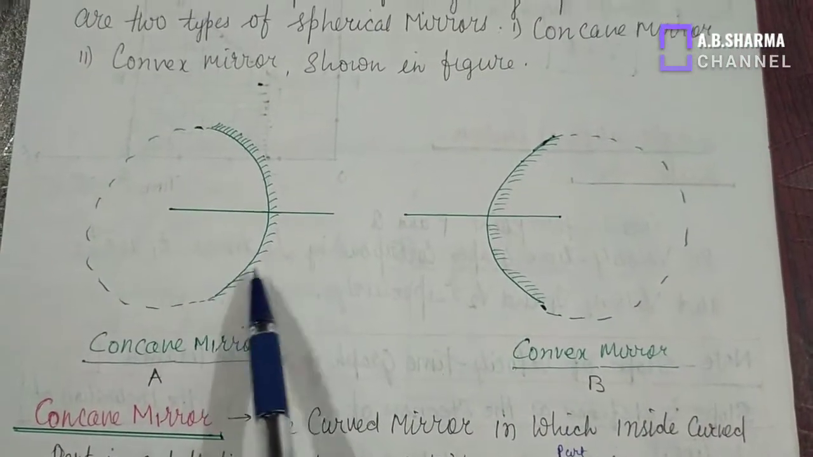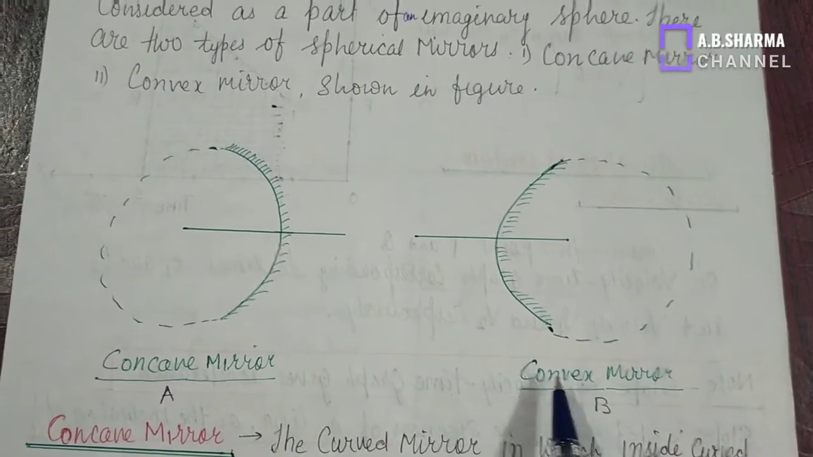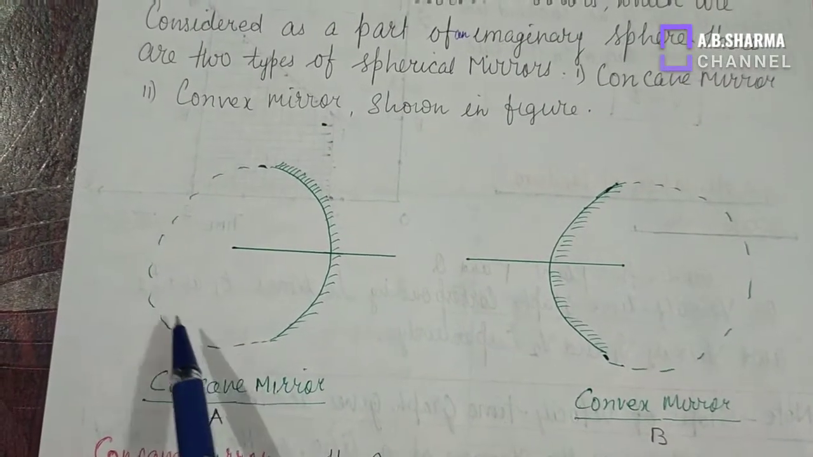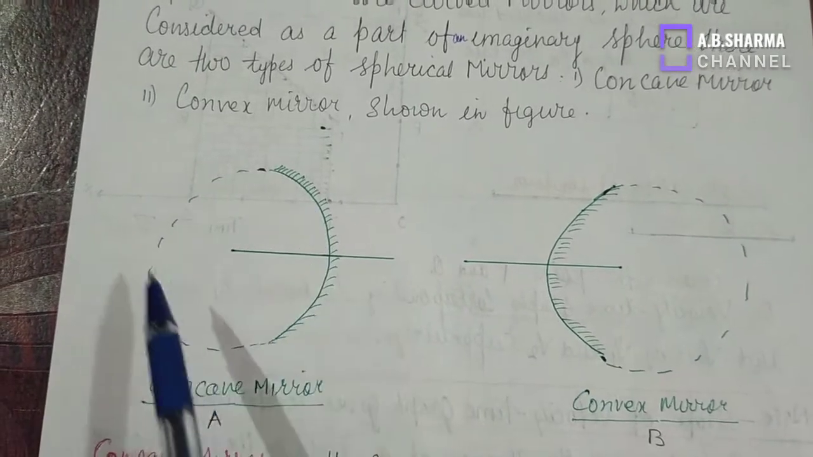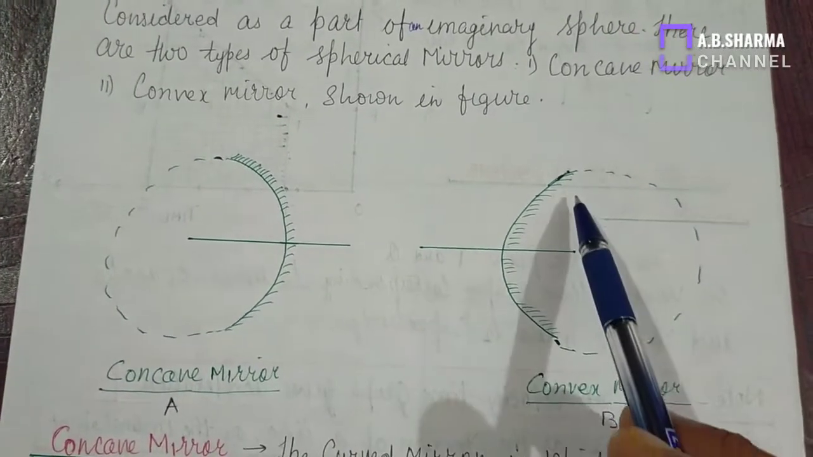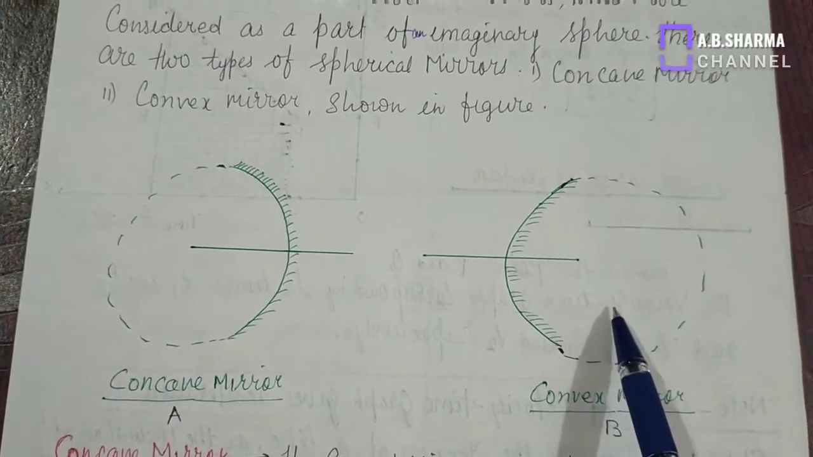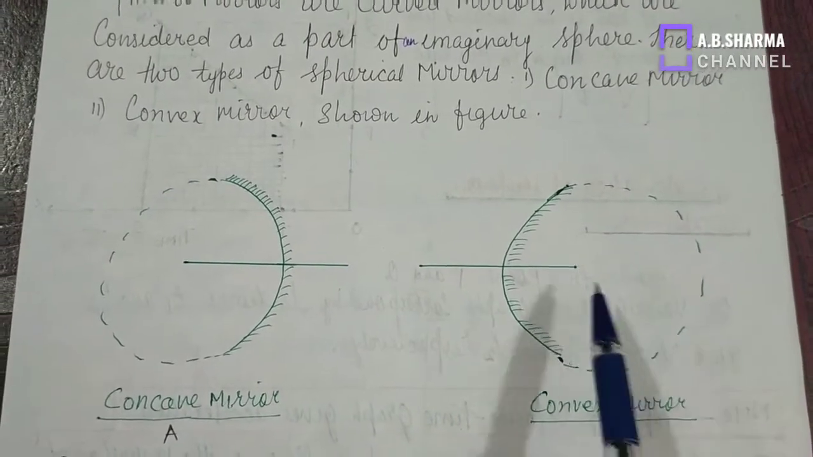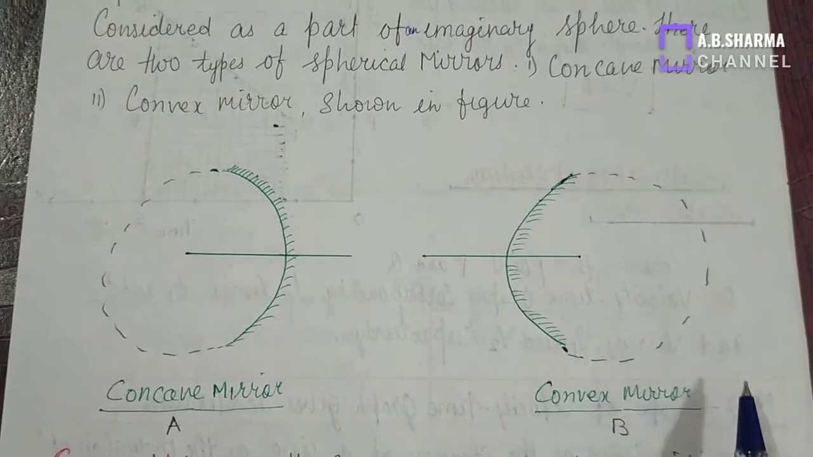So we have two types of spherical mirrors, concave mirror and convex mirror, and we are seeing that if we produce this curved line, then we get an imaginary sphere. That's why these are called spherical mirrors and treated as a part of this imaginary sphere.